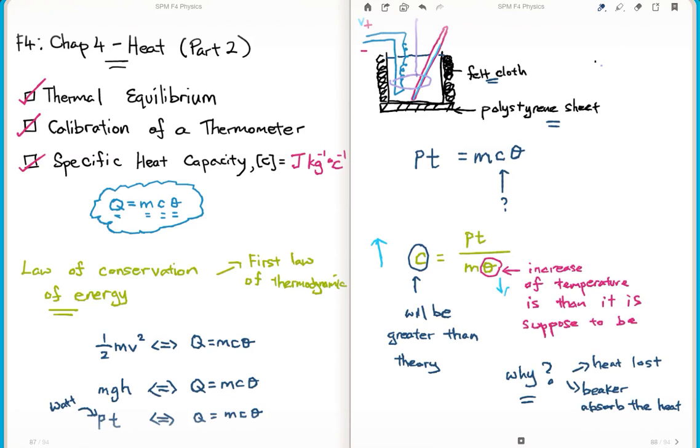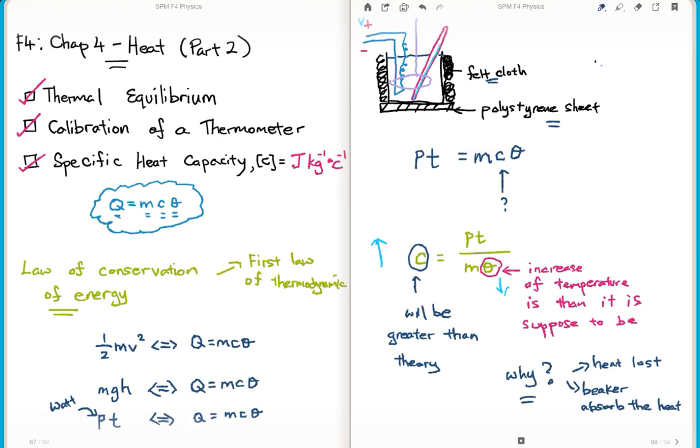Maybe the previous person made an experiment. It's very hot, but then you thought it's hot, not good. What happened is you wash it, make it cold at room temperature. So what happened? The heat supplied by the electric heater is not only used to heat up the water, but at the same time used to heat up the beaker. So this is where the heat is lost. The beaker absorbs part of the heat.